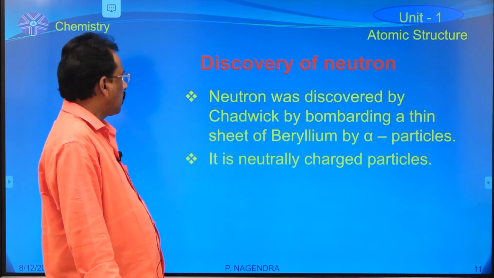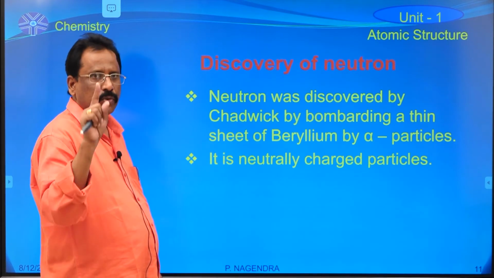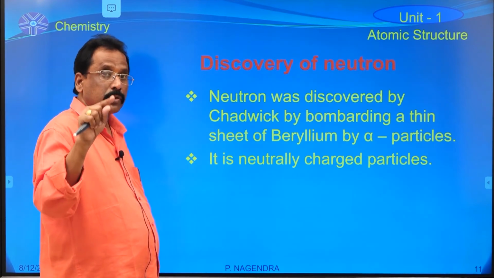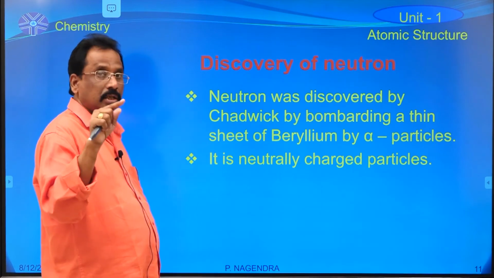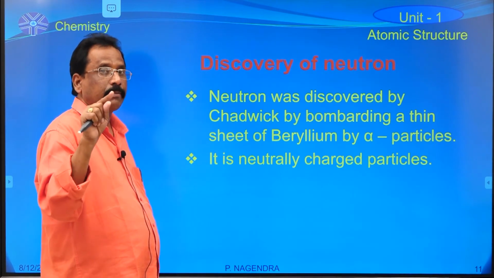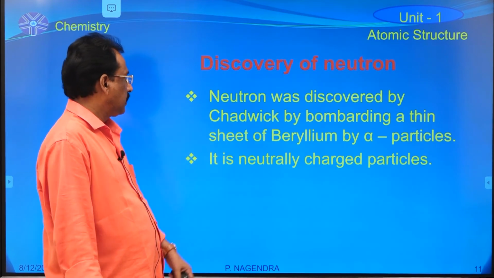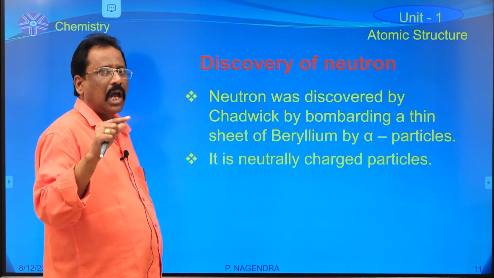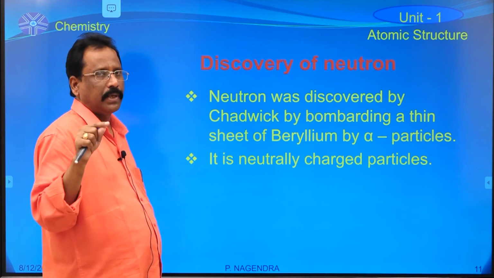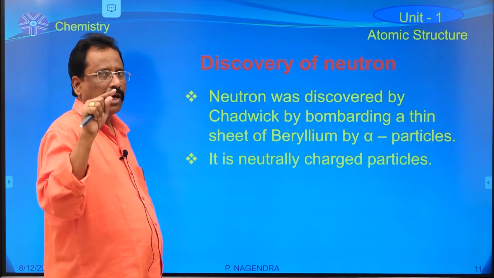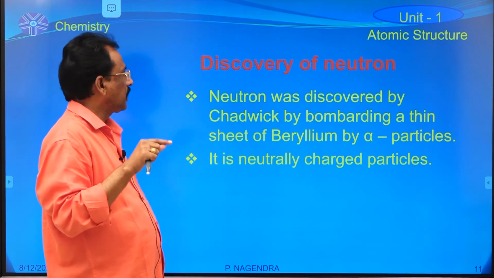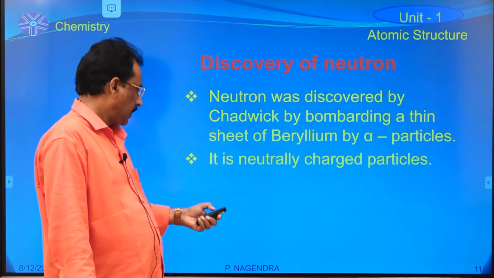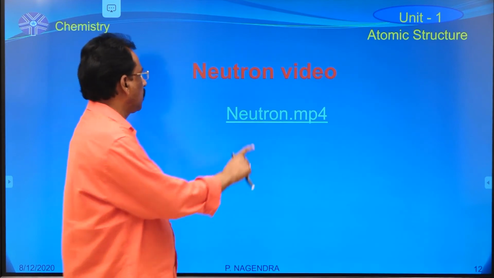Now, the third fundamental particle present in an atom is neutron. It is a neutrally charged particle, that is why its discovery became too late. The existence of the neutrally charged particle was predicted by J.J. Thomson, but it was discovered by James Chadwick by bombardment with alpha particles. Alpha particle is nothing but a helium particle. Helium atomic number is 2, mass number is 4. 2He4 is known as an alpha particle. When an alpha particle hits beryllium, a neutrally charged neutron is emitted.